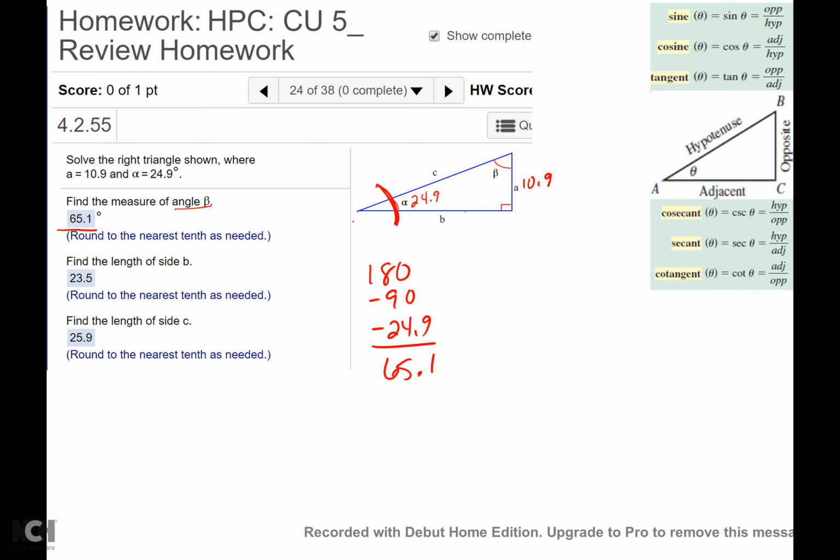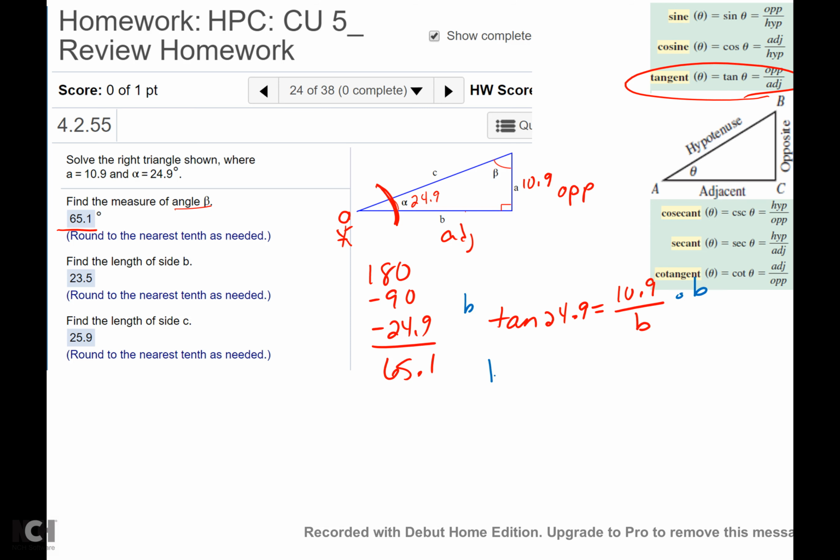Well, if I use this angle, if I stand here, I'm looking for adjacent and I know opposite. What uses adjacent and opposite is tangent. So if I do tangent of 24.9, it will be the opposite, which is 10.9, over adjacent, which is B. So to solve for B, I'm going to multiply by B, and I get B times tangent 24.9 equals 10.9. To get B alone, I'm going to divide by tan of 24.9.